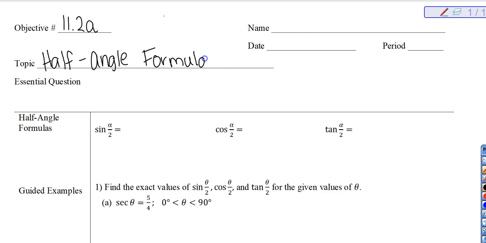Topic: half angle formulas. Notice I'm not calling them identities, but formulas. They're different than the half angle identities. However, they make a lot more sense than the identities. Make sure that you put these on your index card tonight because you do have a quiz tomorrow, which will require you to use them, and I will not let you look at your notes.